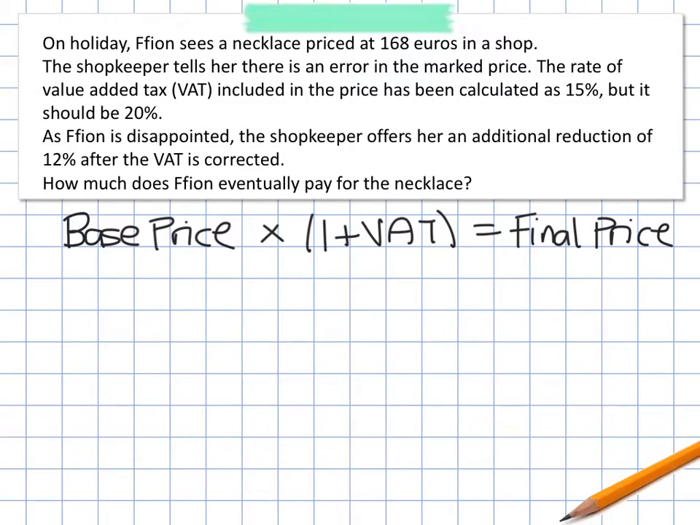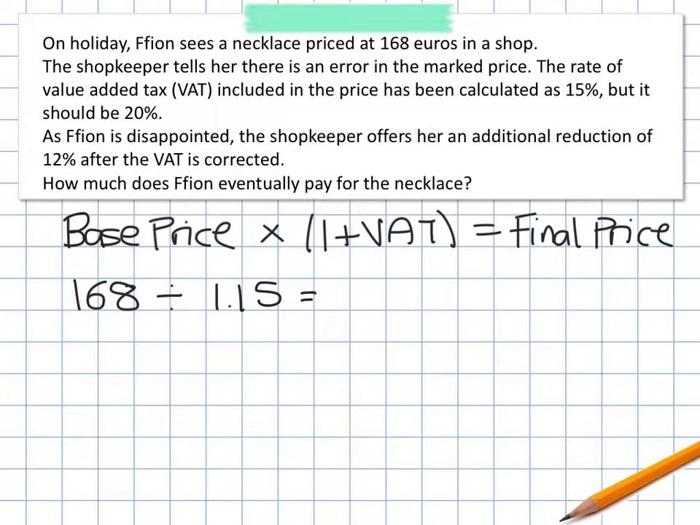So to do that, I'm going to take the final price, 168, and I'm going to move this times by 1 plus VAT to the other side by dividing. And the VAT we know is 15%, which as a decimal is 0.15. So 1 plus 0.15 is now going to give me 1.15. So it's 168 divided by 1.15.